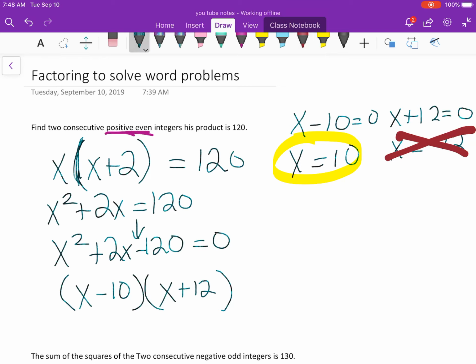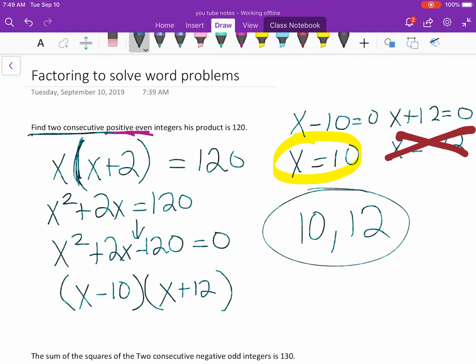So my answer will be not just 10, but my answer will be 10, and then the next one up will be 12. So all I have to do is go back and answer my question. Did I find two consecutive positive even integers whose product is 120? Yes, I did. 10 times 12 is 120, and that's my answer.